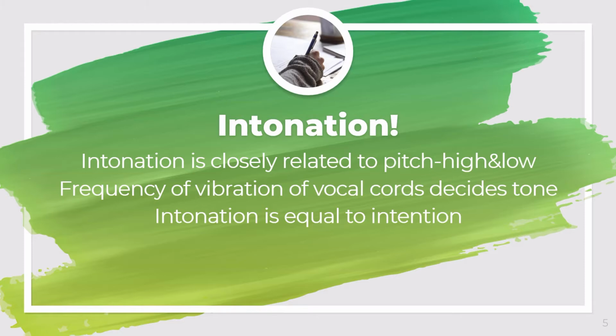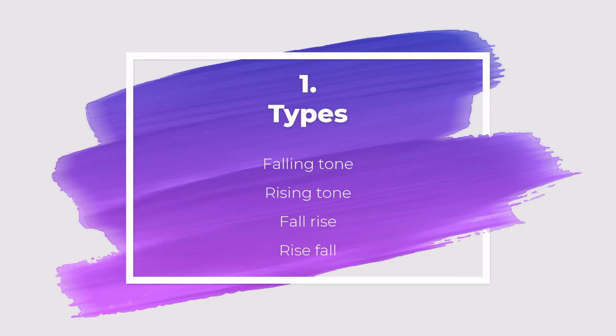Lastly, intonation doesn't just offer our speech rhythm, but also allows the speaker to communicate their intentions and attitudes. There are four main types of intonation. The first one is falling tone, then rising tone, then fall rise tone, and finally rise and fall tone.